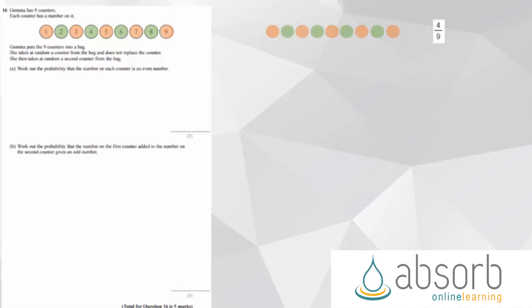Now, if we take that even number and don't replace it, then what we're left with is 8 counters in the bag, and we've now got 3 even numbers and 4 odd numbers. Now, the chances of picking an even number this time are 3 out of 8. Okay, now putting these two things together, anytime you're combining probabilities of 2 selections like this, you have to multiply the 2 probabilities together. So we have 3 over 8 times 4 over 9 giving us 12 over 72 or 1 over 6. So the probability of getting an even number on both picks is a 1 in 6 chance.